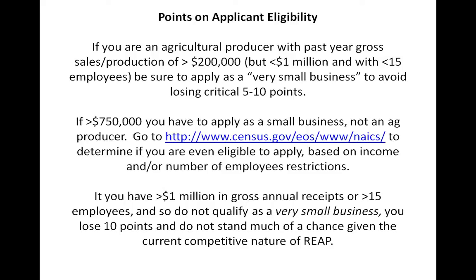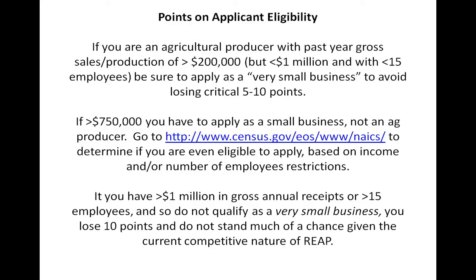Let me talk a little bit about applicant eligibility. Most of you, I'm assuming, probably are ag producers. But if you are an ag producer with a past year gross sales or value of production, and that's gross now, top line, more than $200,000, be sure that you apply as a very small business. You have that option. Apply as a very small business to avoid losing 5 points or 10 points. If you're over $200,000, you lose 5 points. If you're over $600,000, you lose another 5 points. As long as you don't go over $1 million.